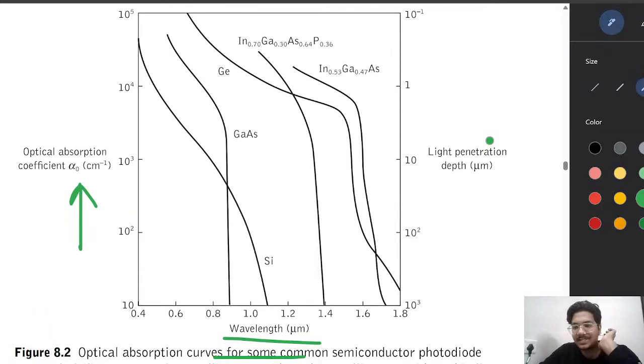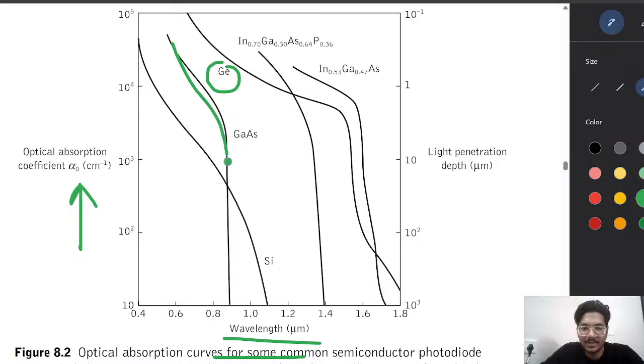Because each semiconductor has a different band gap. So the band gap determines the photon energy needed for the absorption, the wavelength region where the material can operate, and the shape of the absorption curve. Lower band gap means longer wavelength.